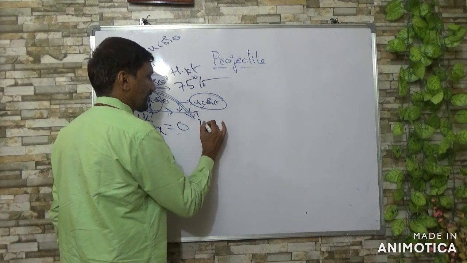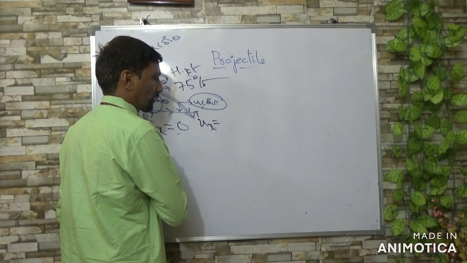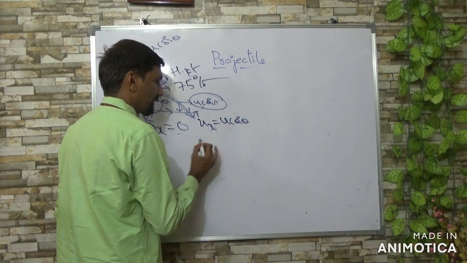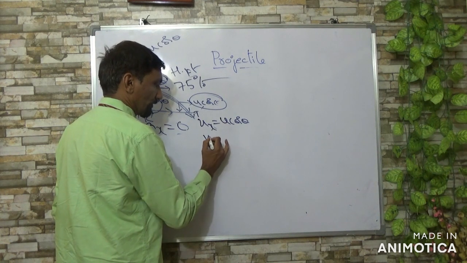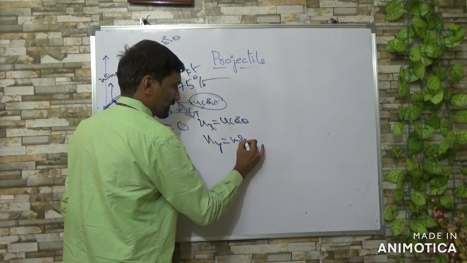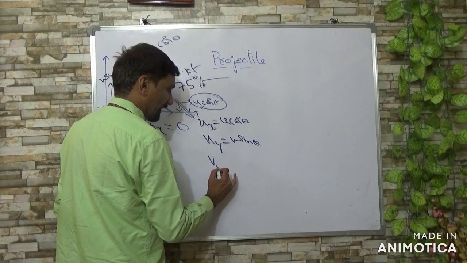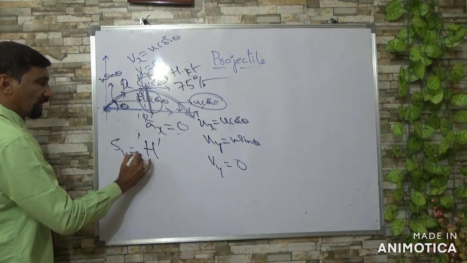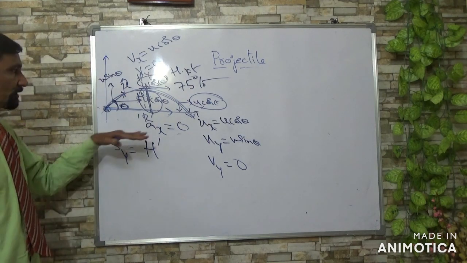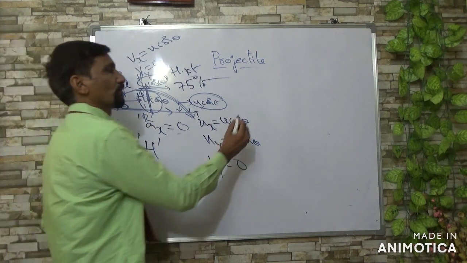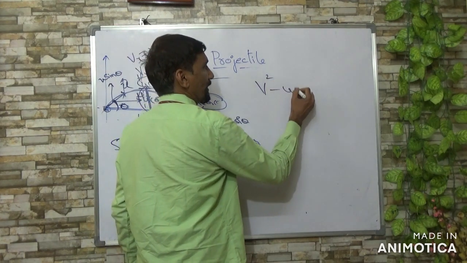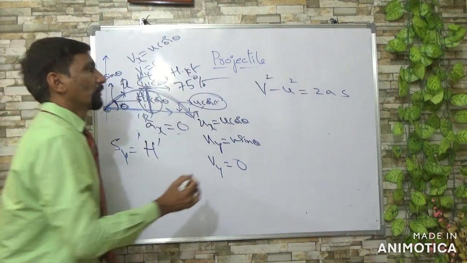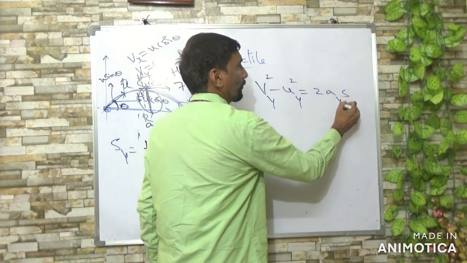So I know only one valuable point. From the beginning we are saying that the horizontal component of velocity is always u cos theta, right? And the initial vertical velocity is u sin theta. The vertical velocity at the highest point is zero, and the vertical displacement is h. So make use of the relation v square minus u square equals 2as. Now attach all the vertical components.